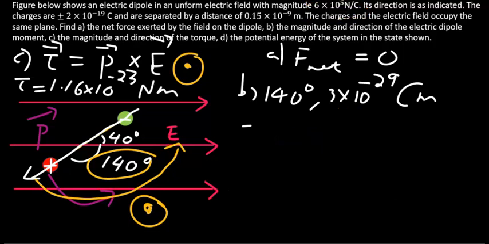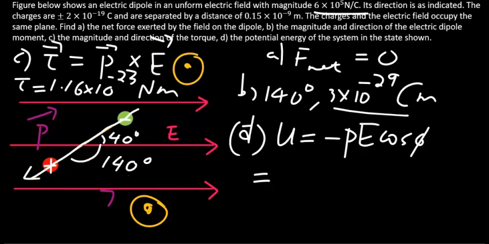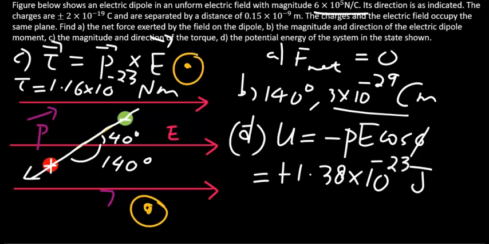Now finally, the potential energy in the state shown. We know it is given by minus PE cosine phi. Again, P is given by this number, the electric field is given by that number, and the angle between is 140 degrees. And that's going to give you an answer of positive 1.38 times 10 to the power minus 23 joules. And that solves the problem.